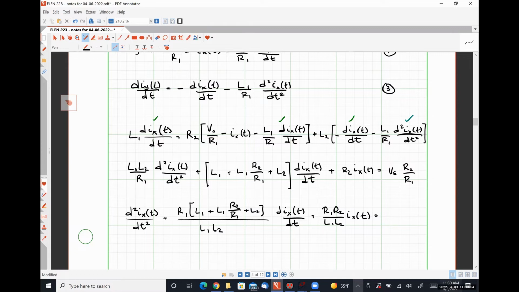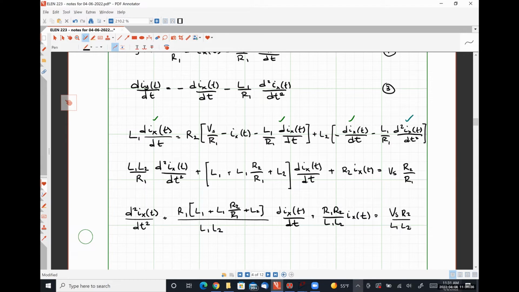is equal to Vs R2 over L1 L2, if I've done my algebra correctly there. I'm attempting to multiply through by R1 over L1 times L2. I feel pretty strongly that I got that part right. And when I put the R1 in the numerator, that's going to get rid of this R1 in the denominator. And that's why it's going to look like Vs R2 over L1 L2.